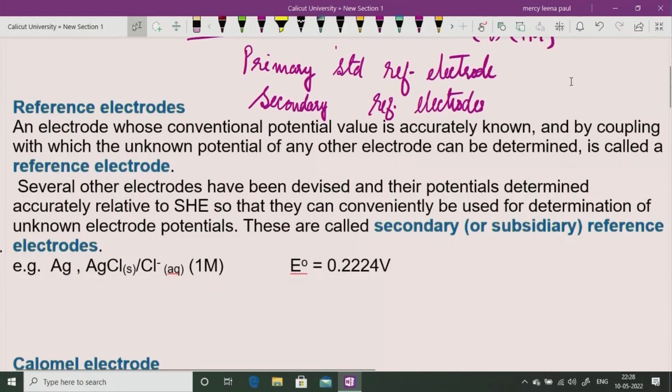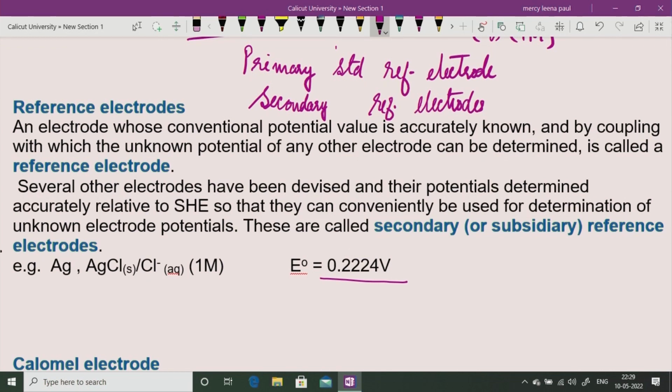Now, there are several electrodes other than the standard hydrogen electrode, and we will just discuss the names of two, and we will discuss one of the electrodes in detail. So, one of the secondary or subsidiary reference electrodes is the silver chloride electrode, which has a standard potential of 0.224 volts. Standard means, I think you remember, the concentration has to be 1 molar, and here since there are no gases, only the electrolyte concentration has to be maintained at 1 molar.